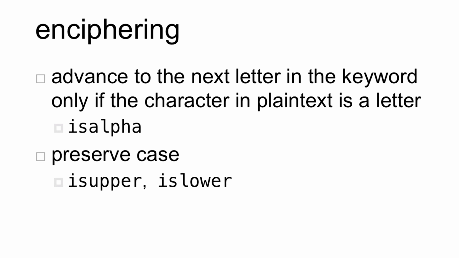From this example, I showed that we only advance to the next letter in the keyword if the character in plaintext is a letter. So the isalpha function will come in handy here. And just as in Caesar, we want to preserve the case, isupper and islower. So add this little bit into your pseudocode. So how do we figure out the key shifts? Well, if you recall our discussion on alphabetical indices in the Caesar problem, it's very similar.